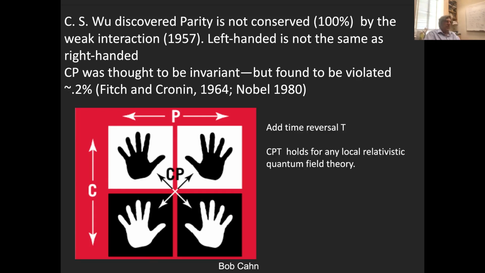So if you add time reversal, then you take particles, you change their charge, you switch left to right, and you make time go backwards. That's a CPT transformation. And CPT should hold for any locally relativistic quantum field theory. Fancy words. It means that the equations we use to describe the elementary interactions all obey CPT. So any violation of that breaks those equations.